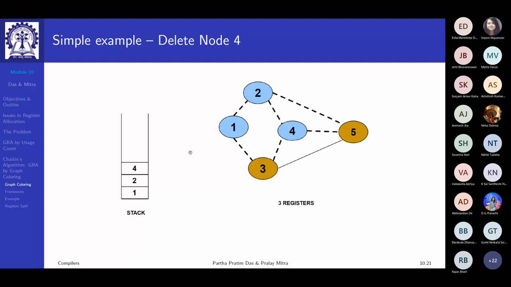I remove 4, let's say, and this is the remaining graph of 3 and 5 I get.